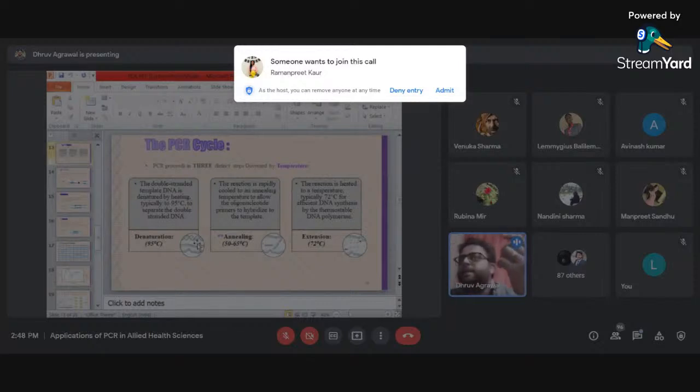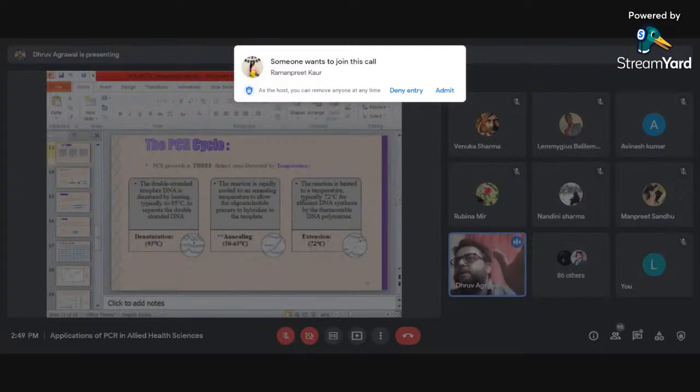And the annealing temperature has to be lower than your melting temperature. Because if you keep the melting temperature and annealing temperature the same, your primer will never be able to bind with the target DNA, right? And then you will say that the primers are wrong. It is not any fault with the primers, but it is the fault with the selection of the right temperature. Then extension we have done at 72 degrees Celsius.